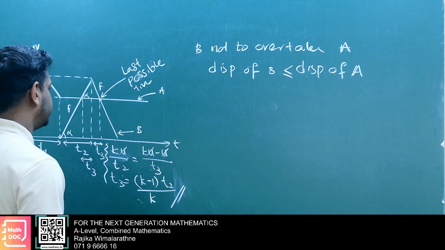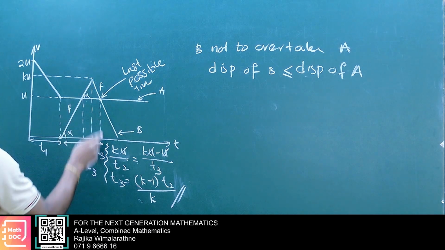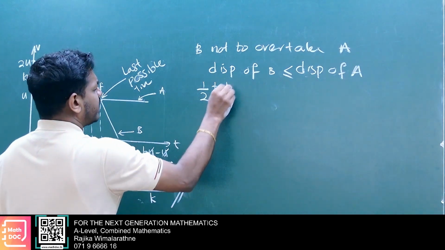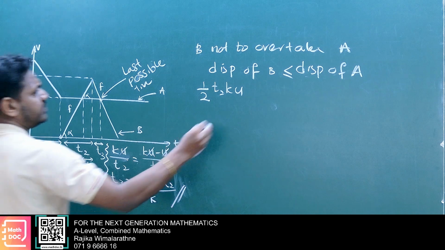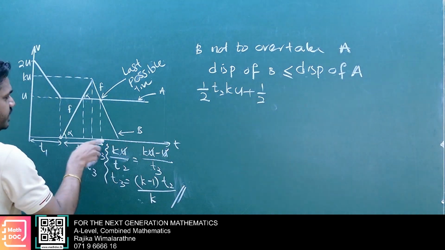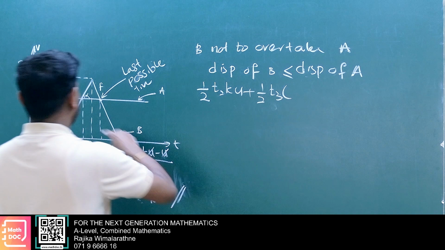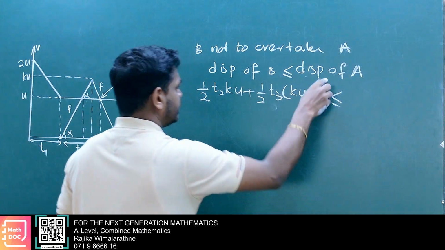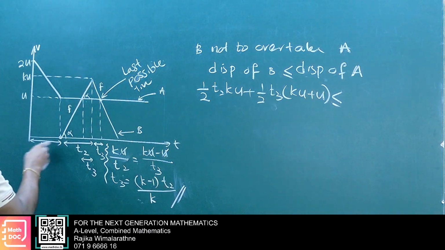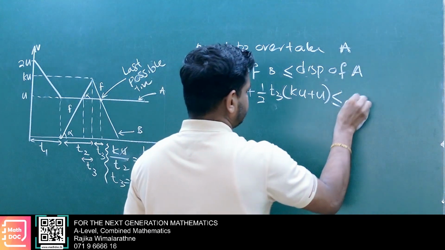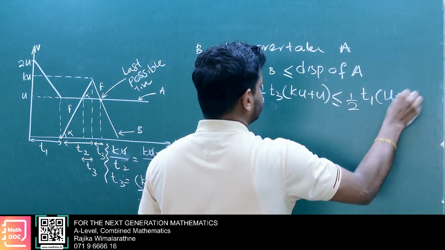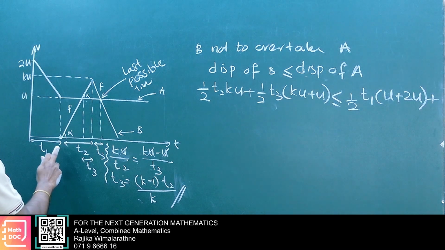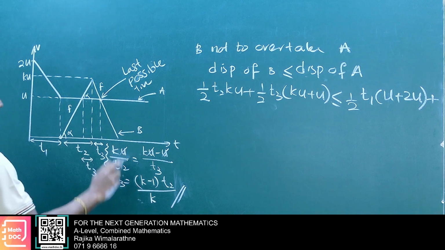Okay, then displacement of B. Here consider this area. First get the triangle, half into T2 into Ku, plus this trapezium, half into T3 into Ku plus U, is less than or equal to the displacement of A. Here this trapezium, half into T1 into U plus 2U, then this rectangle, U into T2 plus T3.